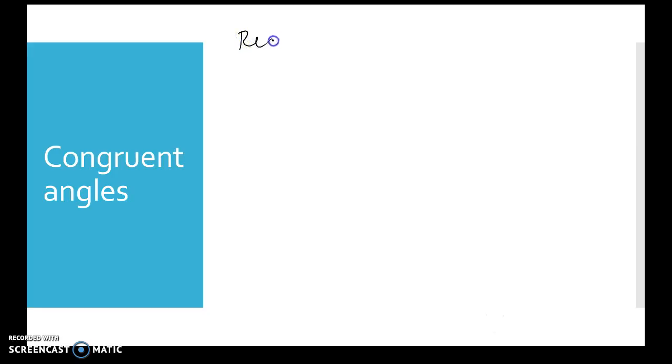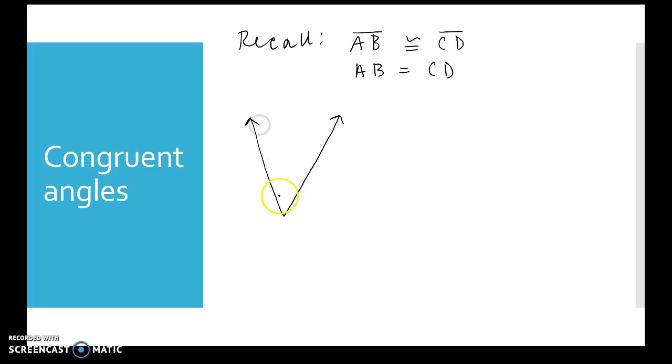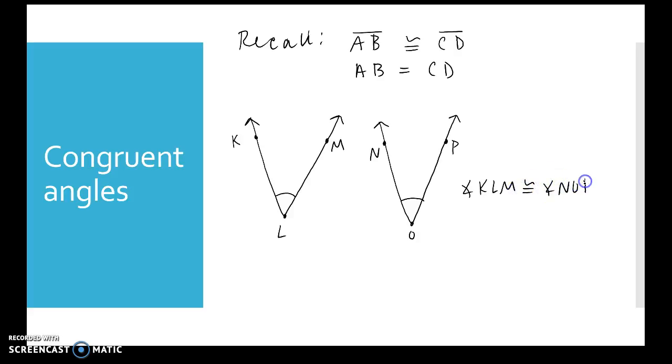Okay, congruent angles. Recall congruent segments. So I could say that segment AB was congruent to segment CD if the length of AB was equal to the length of CD. Okay, so I can say that two angles are congruent. If I have angle KLM and angle NOP, then angle KLM is congruent to angle NOP if and only if, and I'm going to introduce a new little notation here, the measure of their angles is equal.